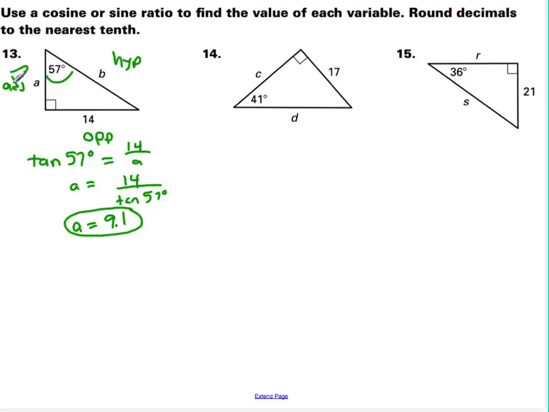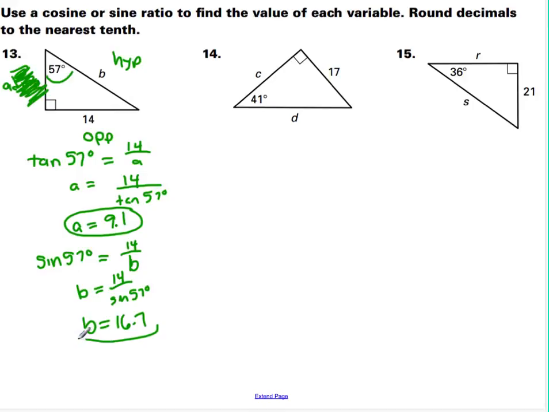At that point, I ignore A and I focus primarily on B. With B, I now have the opposite and the hypotenuse, so I have to figure out which function I have. I use the sine function, because with opposite and hypotenuse, that's SOH. So the sine of 57 degrees is going to equal 14 over B. When I cross multiply and divide, I'd have 14 divided by the sine of 57 degrees, and that would give me approximately 16.7, rounded to the nearest tenth.